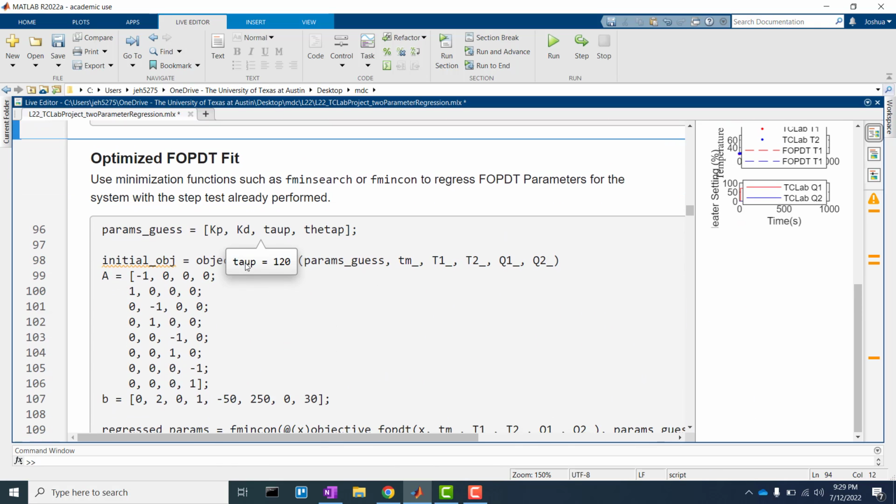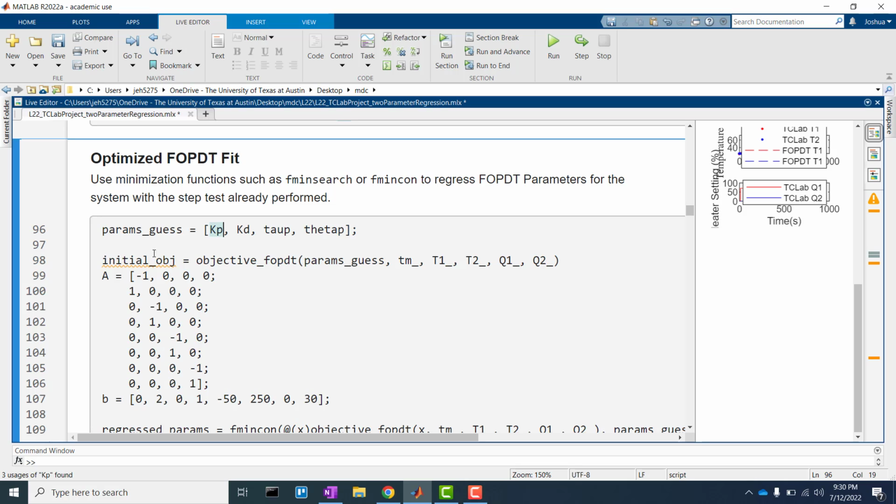So we have a couple different equations. We're going to solve for Kp, Kd, tau p, and theta p. If you remember before, fmin_con is in the form of A times x, which is going to be our parameters here, is less than or equal to b.